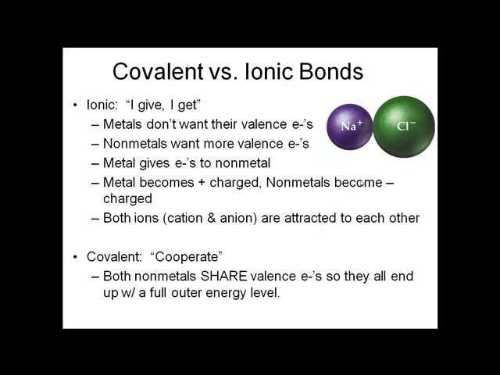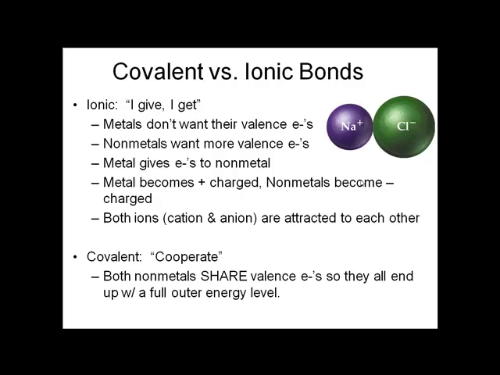Covalent versus ionic. Ionic, we just went through, I give, I get. Meaning, the metals, they want to give up their valence electrons. The nonmetals want to gain valence electrons. So the metals give their electrons to the nonmetals. When they do that, charges are formed. Since electrons are negative and metals give away some of their negative charges, they become positive. Since nonmetals gain negative charges, they become more negative. Both ions, cation and anion, are attracted to each other, and they'll form a bond.